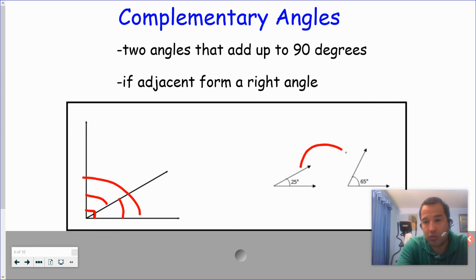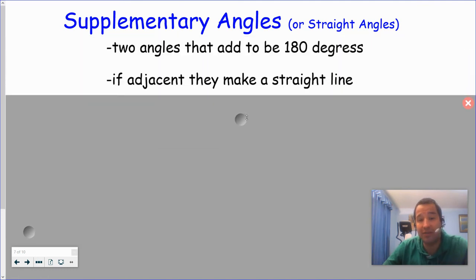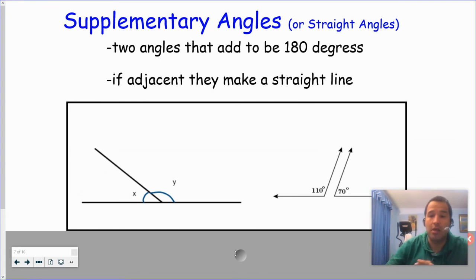Now, these two are complementary as well because 65 plus 25 is 90, but technically they're not next to each other, so they don't really form a right angle. They just add up to 90 degrees, and that is okay. So again, write this down. Supplementary means they add up to 180 degrees. Okay, and if adjacent, they make a straight line. So again, these two angles right here, x and y, are supplementary, and together they make a straight angle or a straight line.